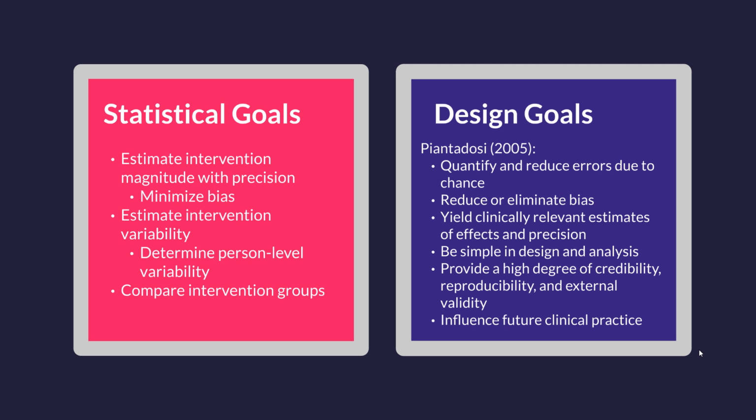We want to be simple in design and analysis. We want to provide a high degree of credibility, reproducibility, and external validity. That means if someone else were to run this study the same way that we did, they would get similar results. And we want to help influence future clinical practice. Why are you running this trial if you don't hope to produce a clinical relevance or change the way that clinical practice occurs? So think about these two things side by side. You cannot achieve the statistical goals without achieving your overall design goals, and vice versa.